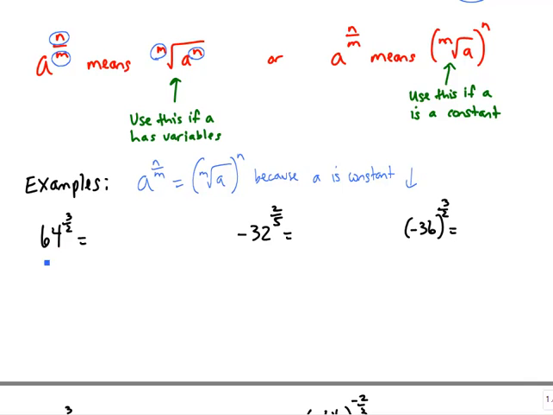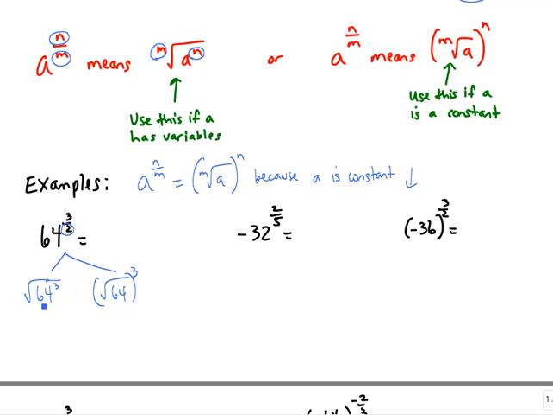If we see 64 to the 3/2, first let me just show you the two ways you could write this. Your two options would be to do a square root, because this is a 2 in the denominator, and you can either do the square root of the 64 and then cube that whole answer, which is what we're going to do. We're going to use parentheses here because the base is a number. The other option is you could cube the 64 first and then do that square root.